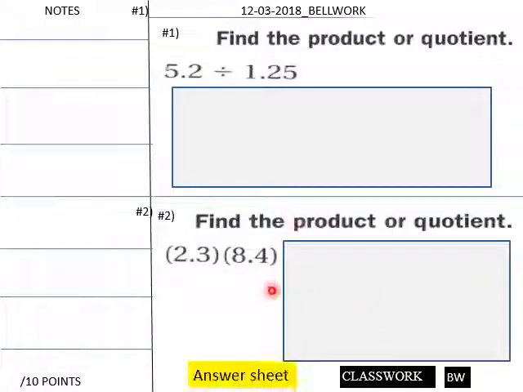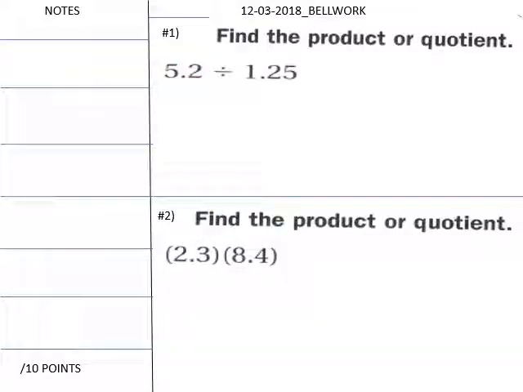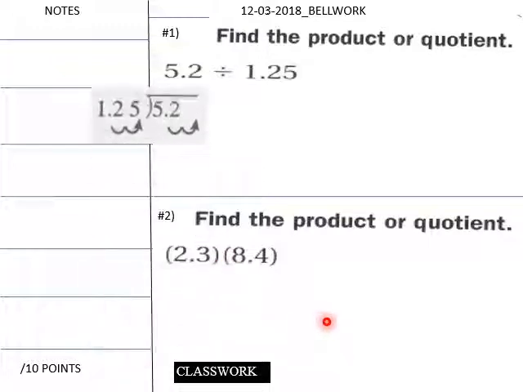Let's start out with the bell work, teachers and students. We've got our bell work today. Find the product or quotient, 5.2 divided by 1.25. And then down here, find the product or quotient, 2.3 multiplied by 8.4. Teachers, give your students about 5 minutes for this. See you in 5.